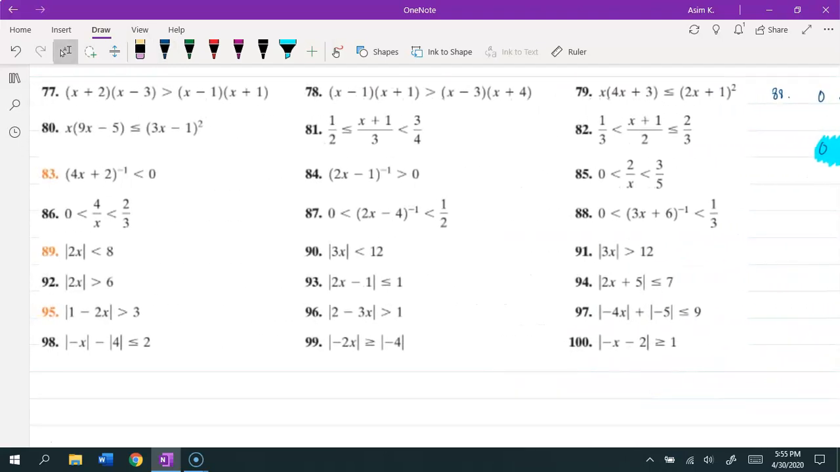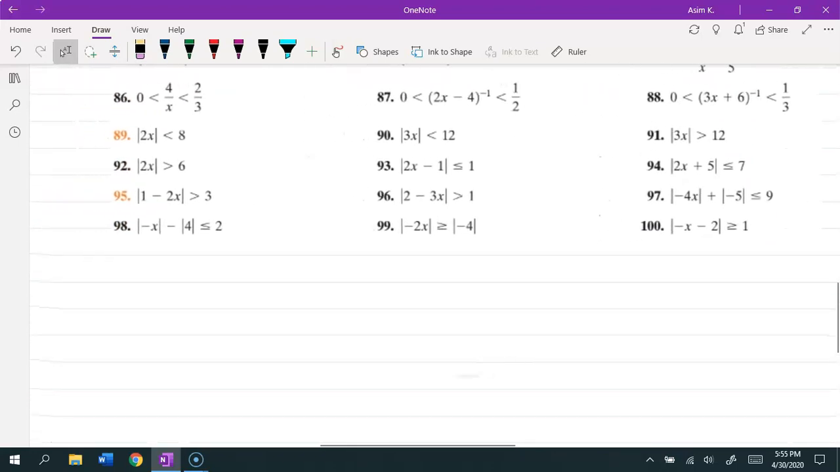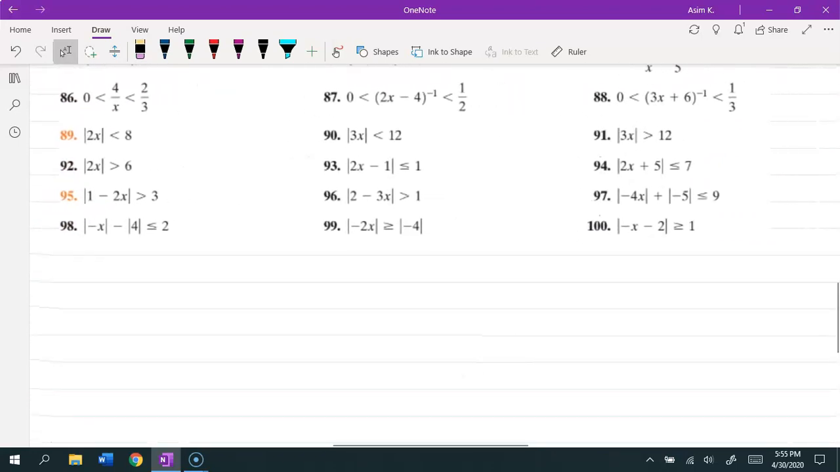So those are some odds and ends of inequalities that you haven't seen before, and I wanted to go through them with you. Now, the last type of inequality, and a very important type that many of us will need when we go on to upper level mathematics, is called absolute value inequalities.